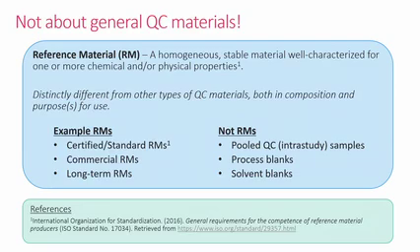And this is a homogeneous, stable material that's well characterized for a single or multiple chemical and physical properties. So an example of a reference material could be a certified or a standard reference material, which has the highest degree of traceability to an exact mass of an analyte, a pure analyte. Another example could be other commercial reference materials or a long-term reference material, and that's more of a purpose for a reference material. So just to restate, we're not talking about pooled QCs or blanks.